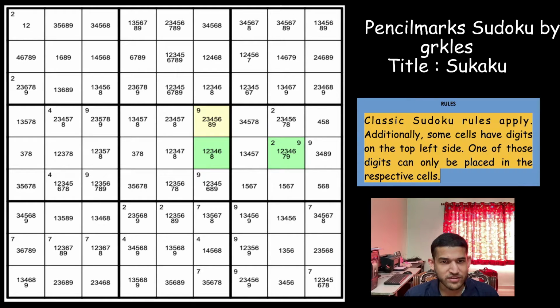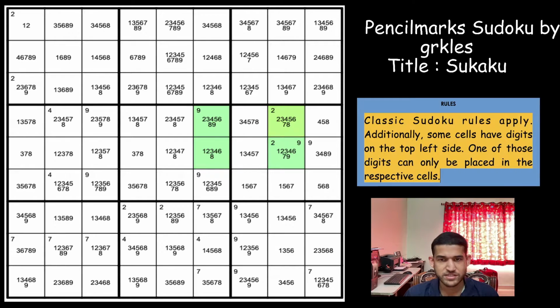In row 4, this is superb. None of these 5 cells can take a 6. So 6 could be here. I'm highlighting that. And none of these 2 cells can take a 6. So 6 could be here. So now we are sure that in row 4, 6 is in one of these 2 cells.